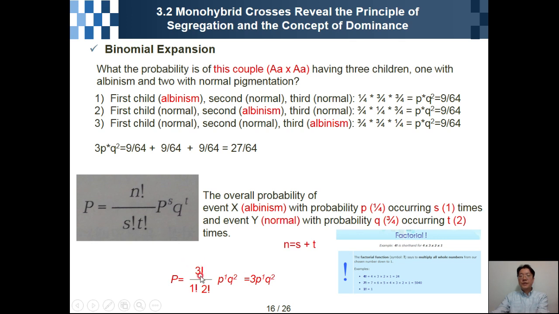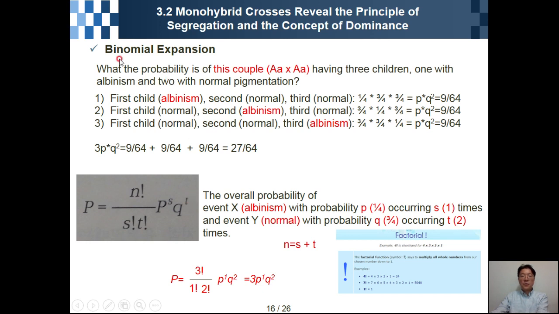So it will be 3 factorial over s, which is 1 factorial, and t, which is 2 factorial. Then p to the power s, which is 1, and q to the power t, which is squared. Finally, the probability is 3pq squared, and we can solve it like this. If you use this method, it will be very simple.